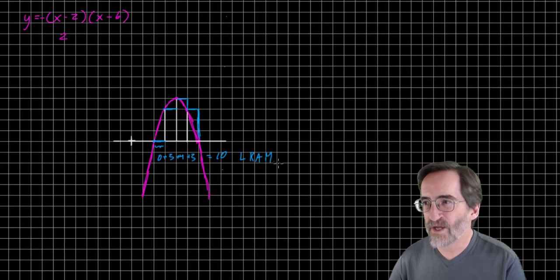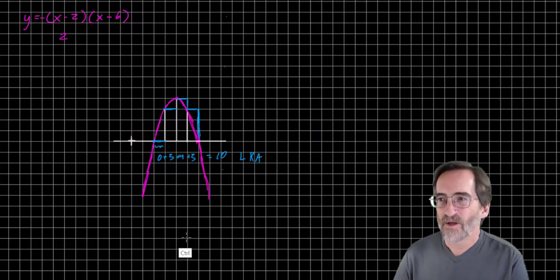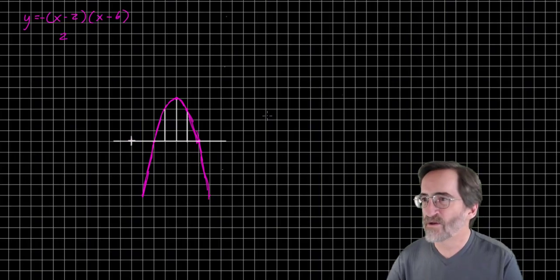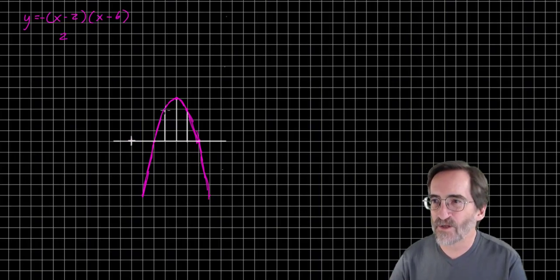Left rectangular approximation method. Okay, and we can do this. We can do the right rectangular approximation method. Let's see if it'll allow me to undo all the way back here. There we go, luckily.